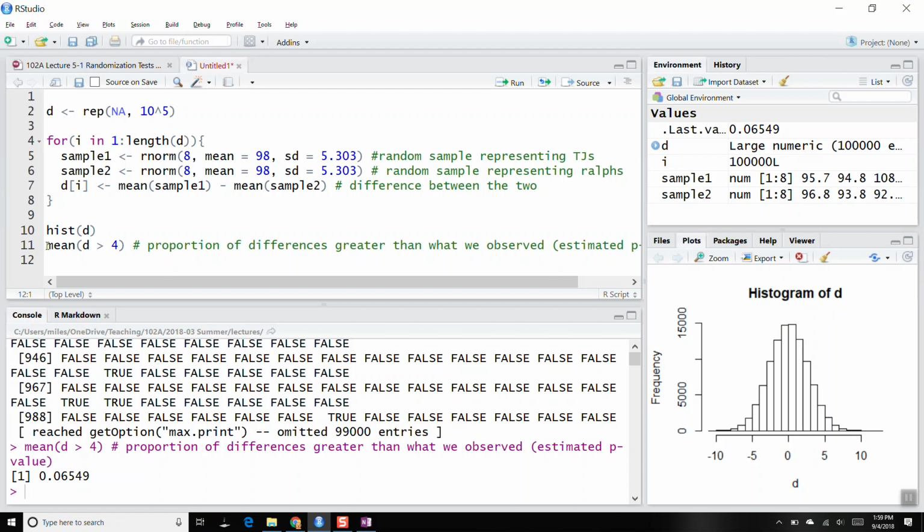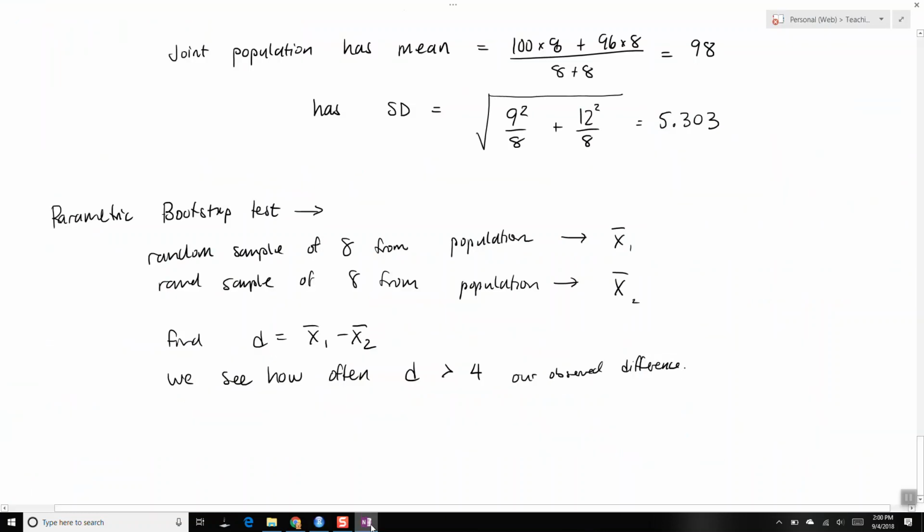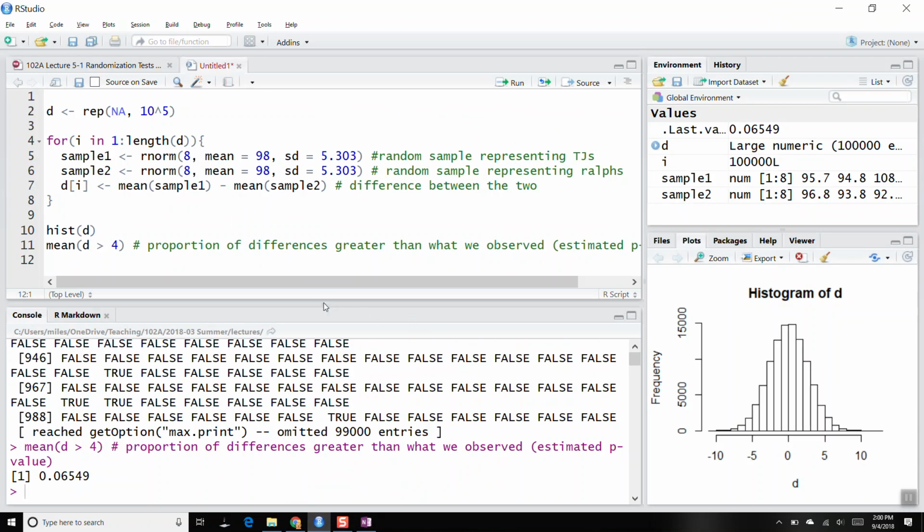Could this have happened by random chance? And the answer is it can happen by random chance. And in fact, when we did 100,000 simulations, it happened about 6,500 times. So now we have to answer our hypothesis test question, and we might come to the conclusion that we do not have evidence that they are different.